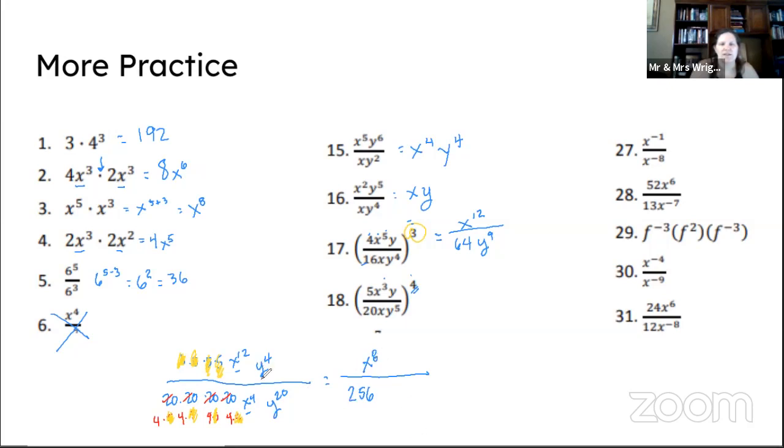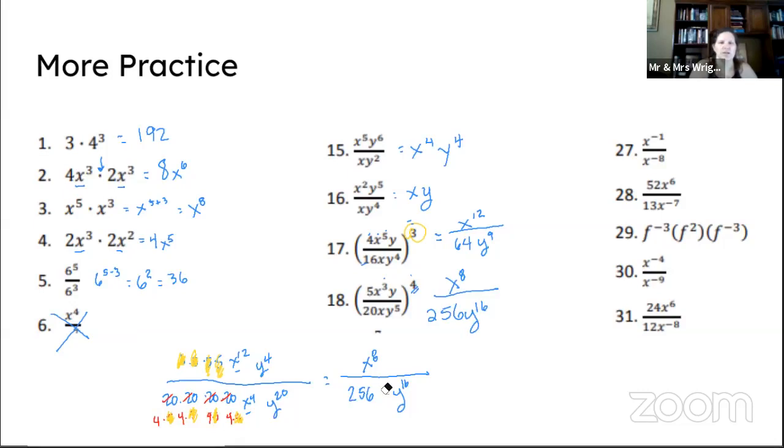Now my y's, I have a common base of y, and then I'm going to subtract the exponents, 4 minus 20. And that gives me a negative 16. So I want to put y on the bottom, and because it's on the bottom, I do not need the negative. I just need the number 16. So this is going to be x to the power of 8 over 256y to the power of 16.